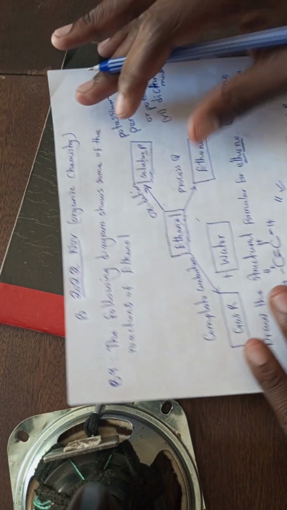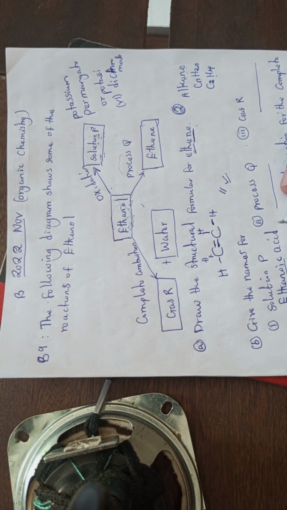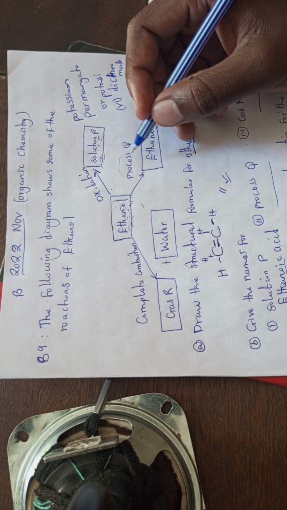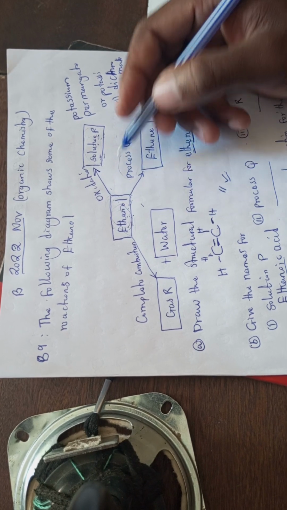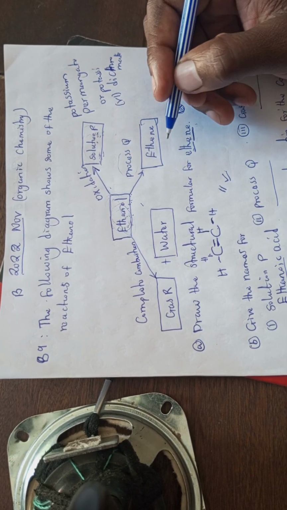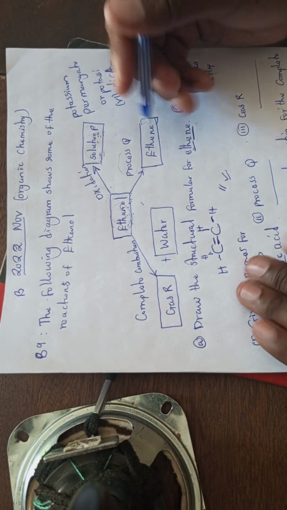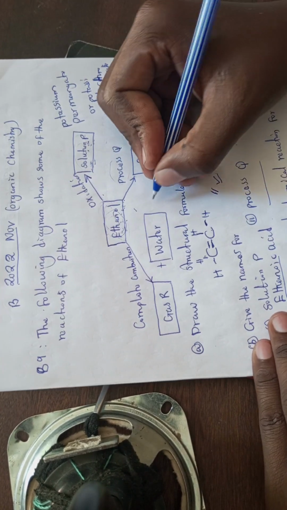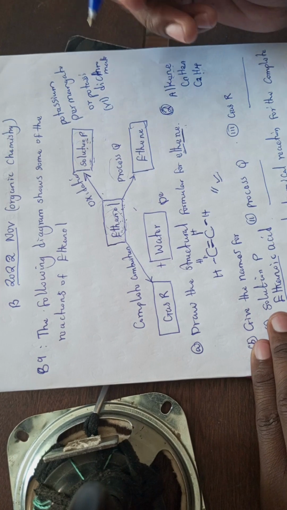This is the catalyst. So here we're going to have ethanoic acid. We move on to process Q. Ethanol, the same ethanol, undergoes a process called dehydration, which is just a loss of water.